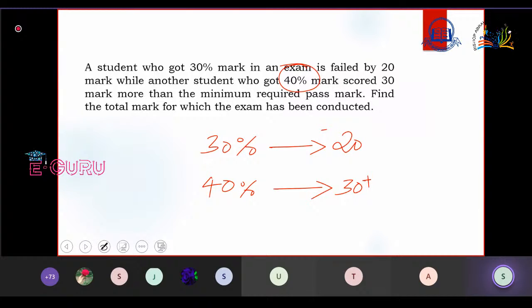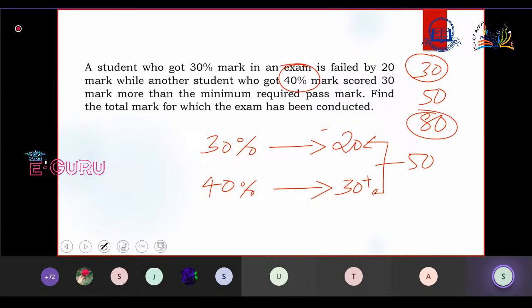Clear? So the difference between these two students' marks is 50, right? Minus 20 and 30, the difference is 50. Or suppose the pass mark is, for example, 50. The student who failed got only 30 marks, because he got 20 marks less than the pass mark. And the other student got 30 marks more than the pass mark, so his score is 80.